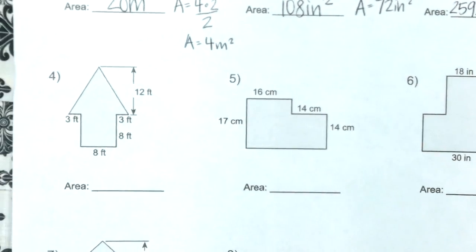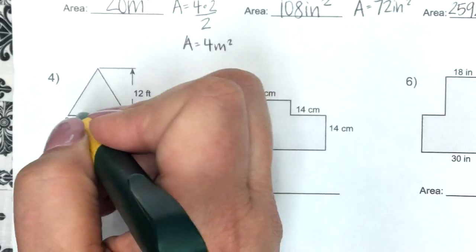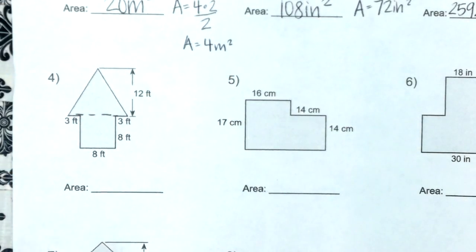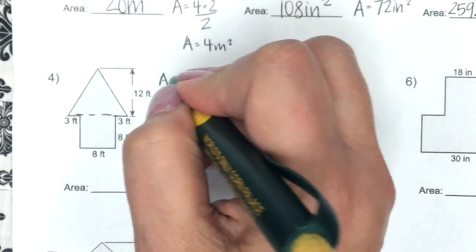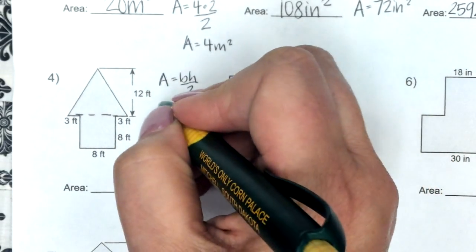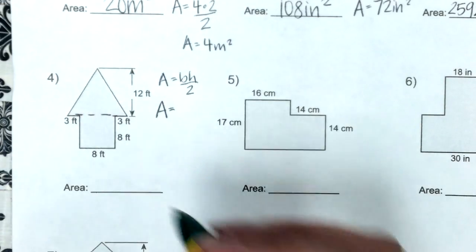Looking at number 4, immediately, what shapes do you see? I see a triangle and a square. Perfect. So we're going to separate it straight across. We'll start with our triangle. My formula is what? Base times height times 1/2. Fantastic. What is the base of my triangle? 14. Why is it 14? Tell us. 3 plus 3 plus 8.